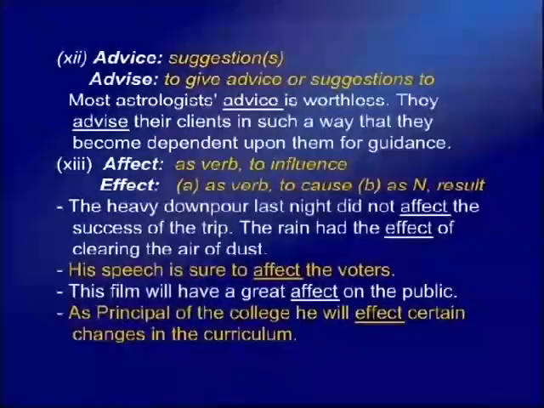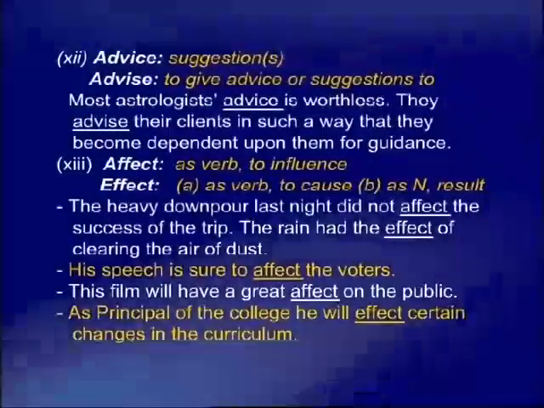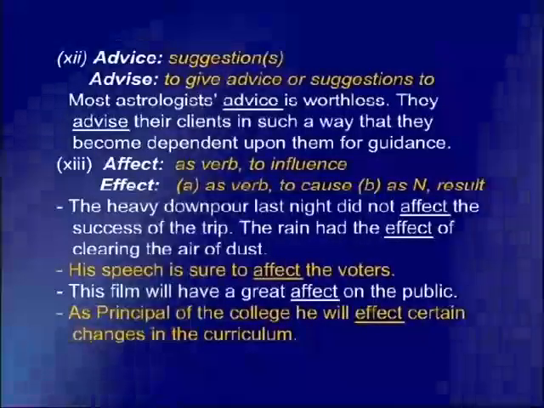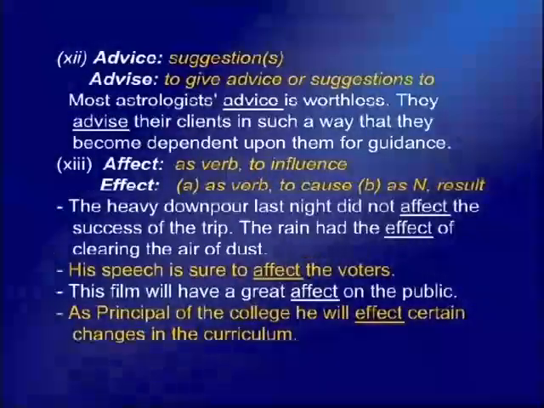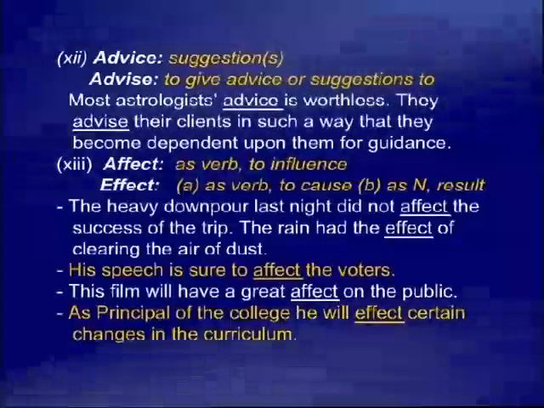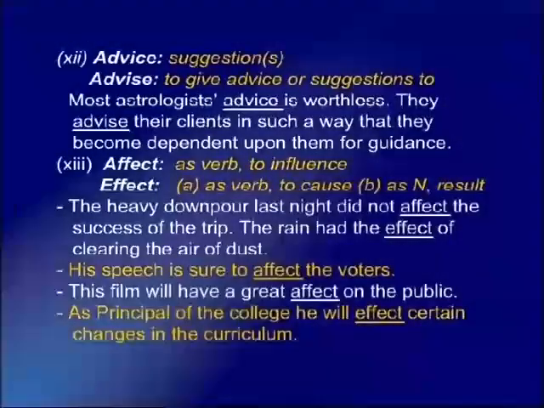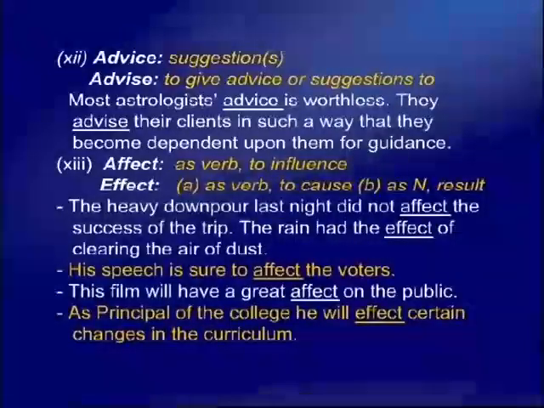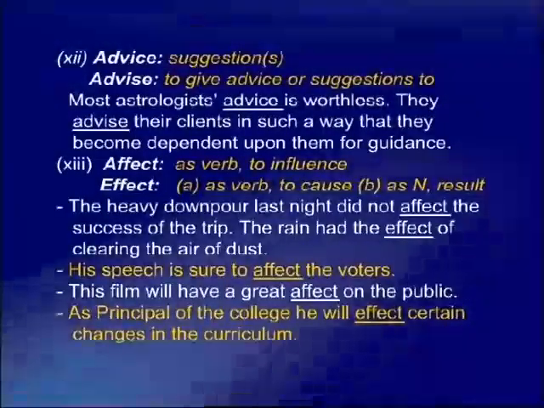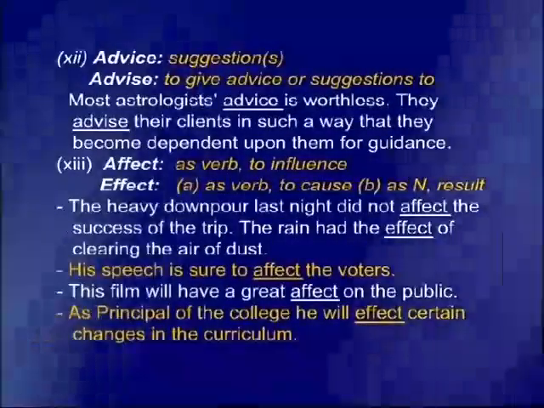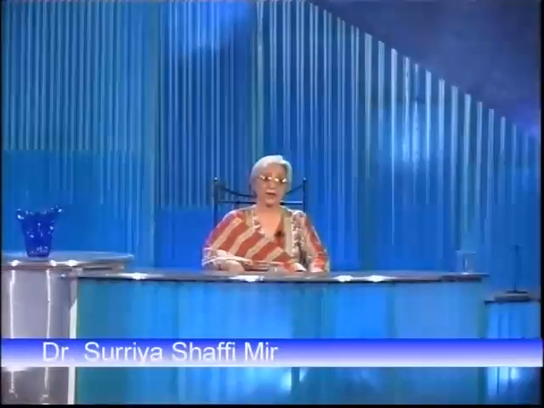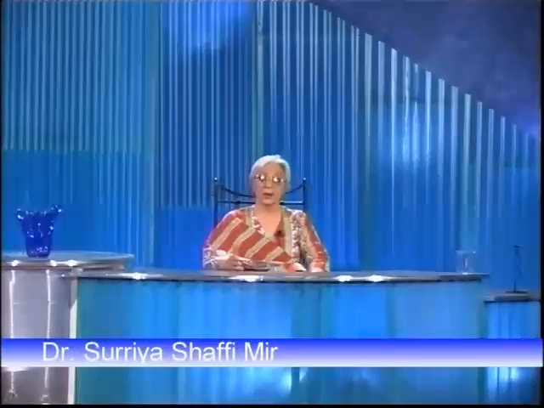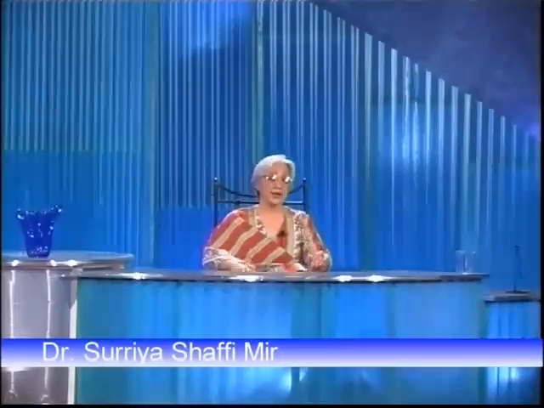Right? The first one is with an A, right? Which means to influence. The heavy downpour did not influence the success of the trip. The second one is effect, meaning a result. The effect of the rain, the result of the rain was that it cleared the air of dust. Right? And we've got other examples as well. Now let us look at the next one.